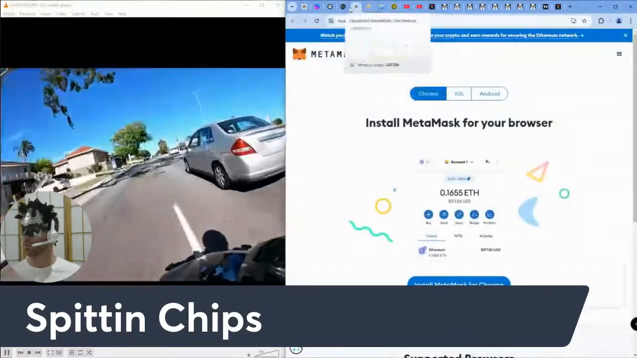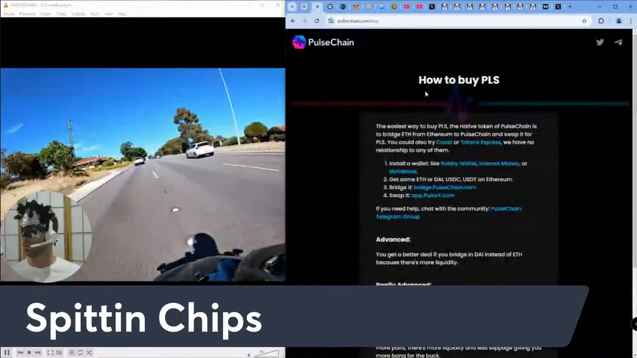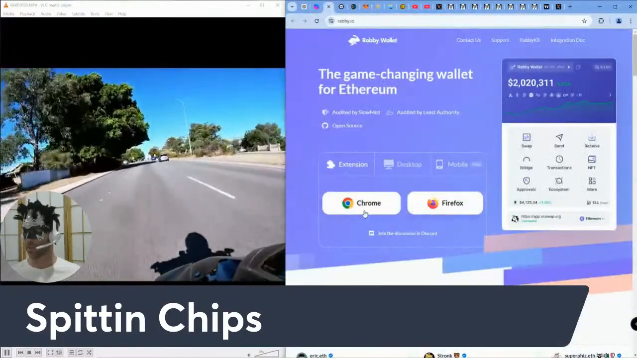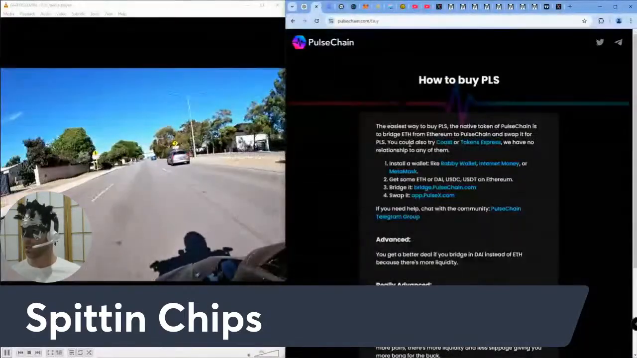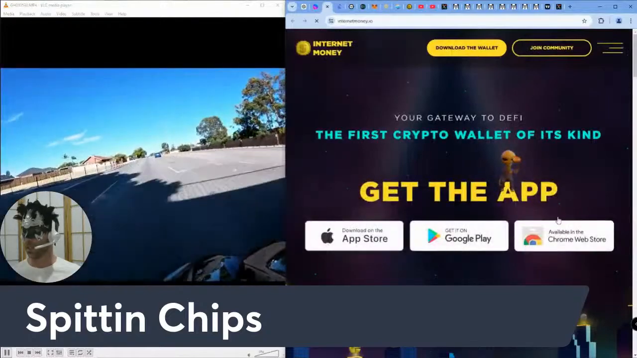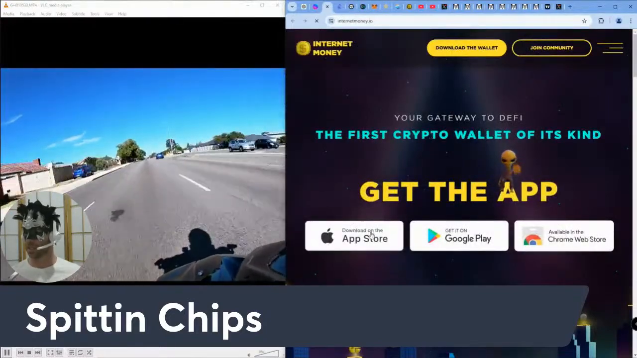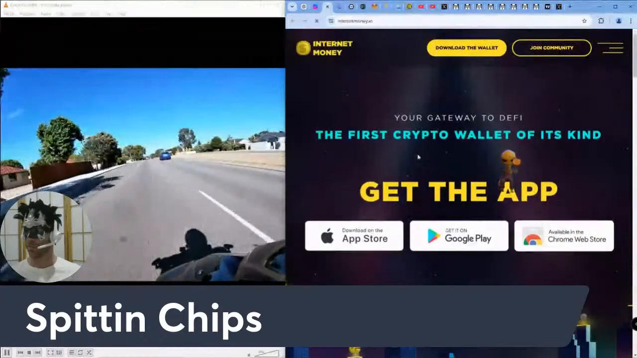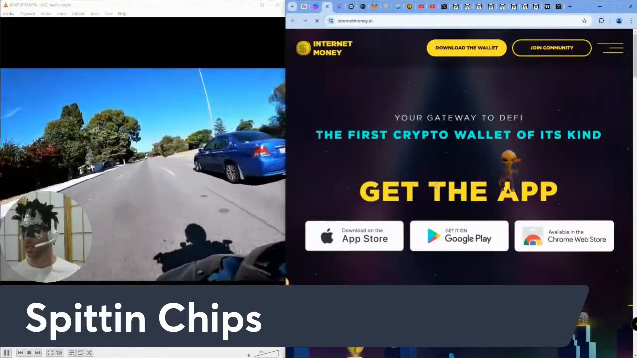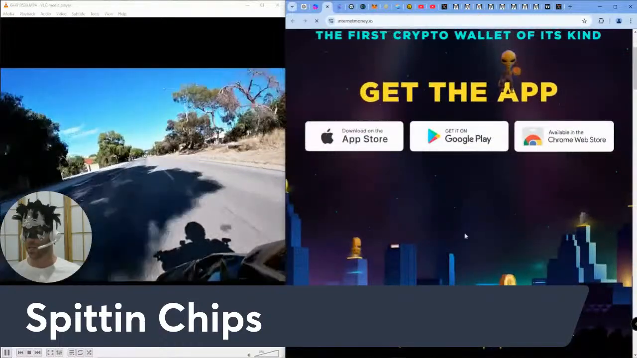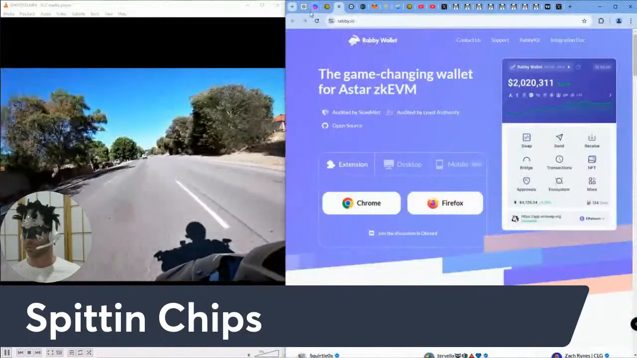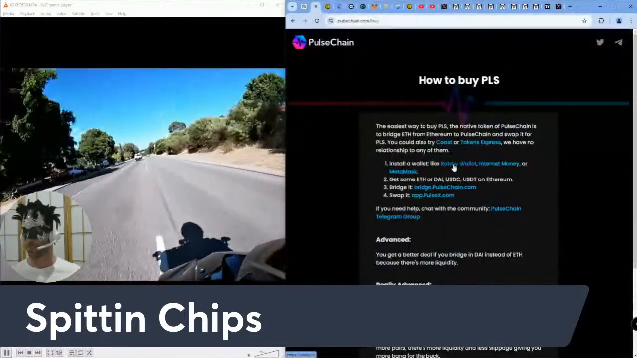Where is Rabby Wallet? There's Rabby Wallet, similar to MetaMask. You can also download it using these explorers. And the other one here is Internet Money, which I saw you bring up as well. From my knowledge, Internet Money is actually quite special because you can upload fiat directly to Internet Money and purchase Pulse that way, instead of doing a swapping mechanism, which is quite significant. So your first step, you need to have a wallet.